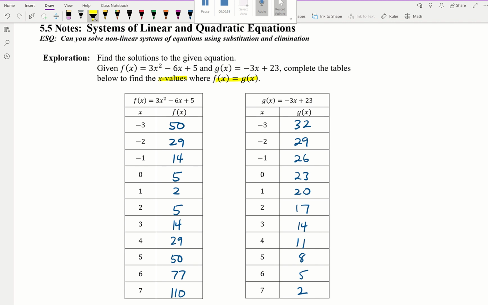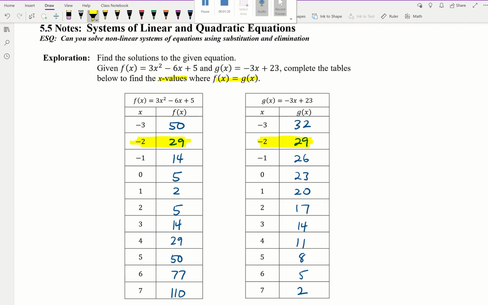If we want to know when f of x is equal to g of x, we look at our table and look at the y values. Over here, x is -3, y is 50 and 32. Those are different. But at -2, we have 29 here and 29 here. So here is a point where those two functions have the same coordinates. So x equals -2 would be a solution.